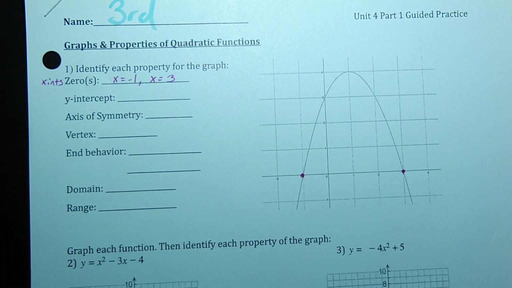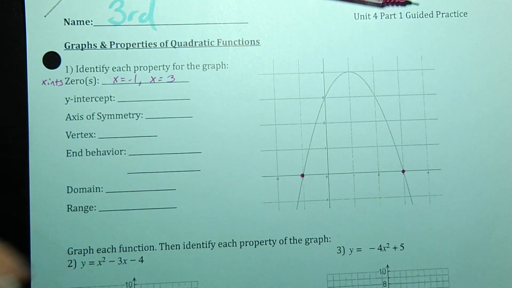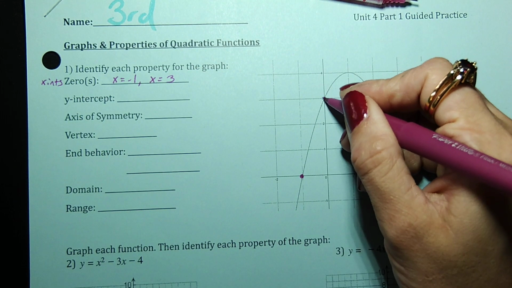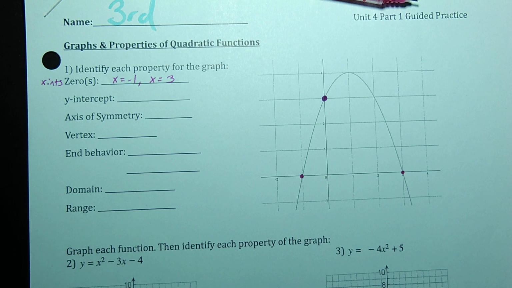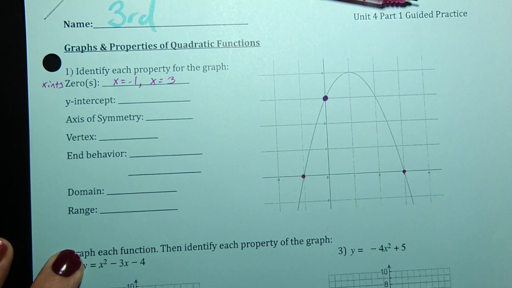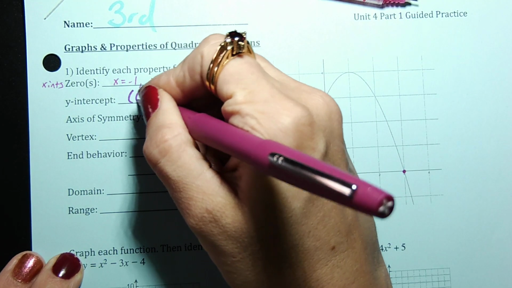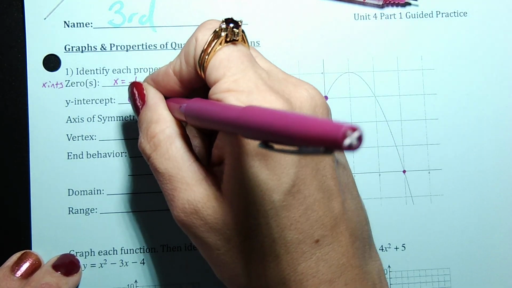You could write those as coordinates as well, but this is going to help us later just for consistency once we start solving these algebraically. Now, your y-intercept is where it hits the y-axis. This one I would like you to write as a coordinate, and that coordinate is 0, 3.